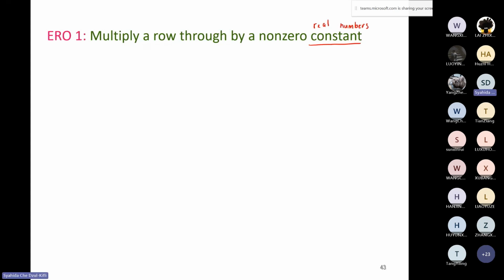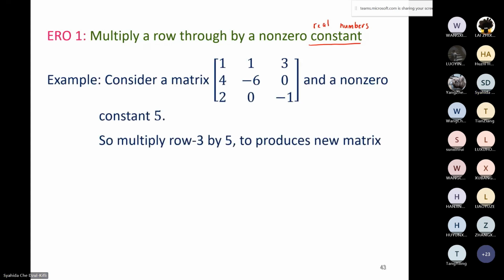For example, let us consider this matrix. Now, I want to apply ERO 1 on a row. We have to identify which row we want to perform the operation on. Let's say I want to do something on the third row. I want to apply ERO 1 by using constant 5.